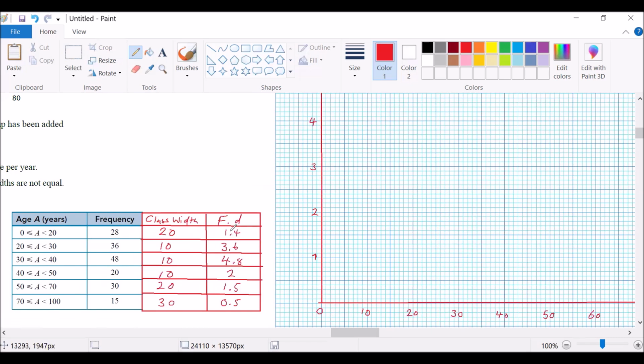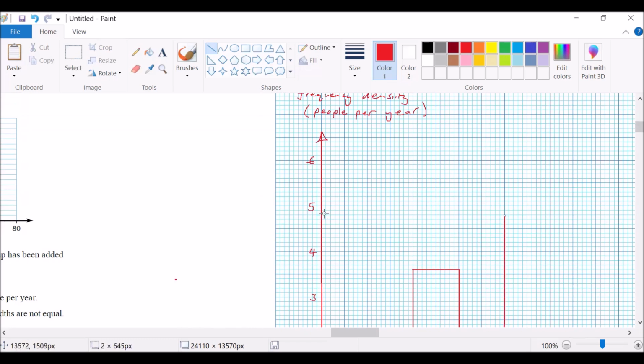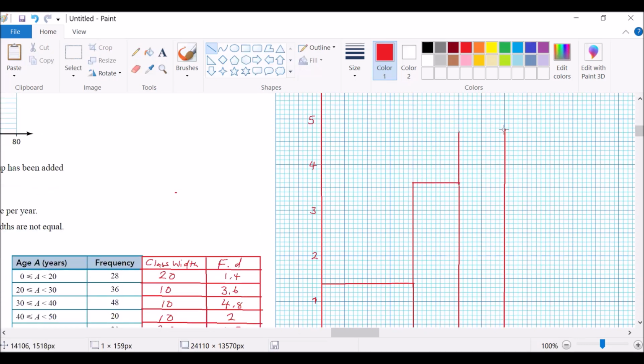0 to 20 is 1.4. 20 is up to here. 1.4 is here. So we may close off here. 20 to 30 is 3.6. 20 to 30, 3.6 is our frequency density. 3.6 is here. We can extend this then to 3.6. Then 30 to 40 is 4.8. 30 to 40 up to 4.8. 4.8 is here. So we can extend this to 4.8 at 30 to 40.